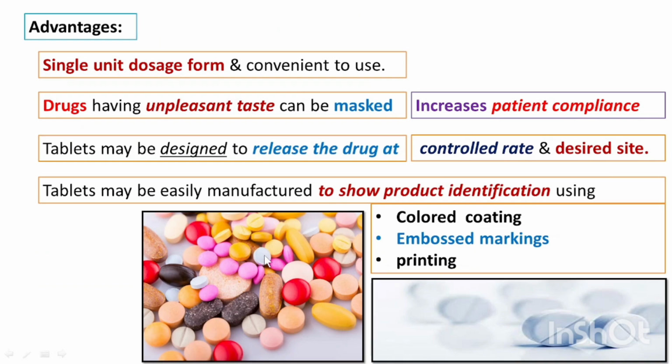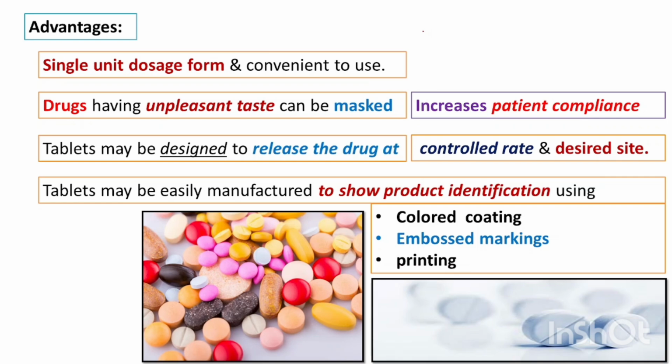Apart from that, what are the advantages of tablets? In case of advantages, mostly it is a single unit dosage form and convenient to use, right. Why is it convenient to use? Here no guidance is required, but in case of injections we need a nurse to administer them. In case of some critical inhalation drugs, we need proper guidance. But here, anyone can use a tablet because it is a single unit dosage form. We take it from the strip and consume it.